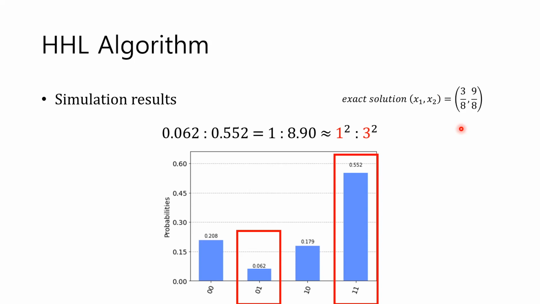So far we have covered the HHL algorithm. Do you have any questions?